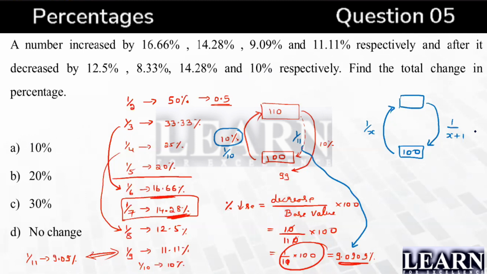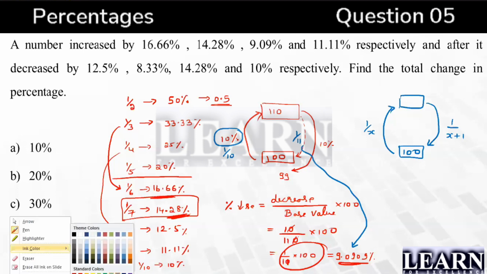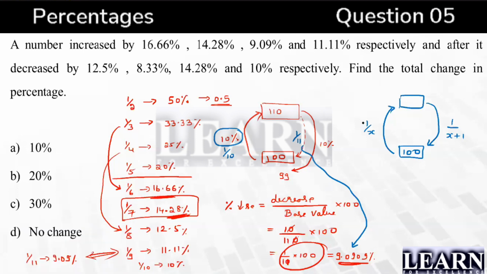Now, how are you going to take it? If there is any increase by 1 by x, you have to decrease by 1 by x plus 1. What if the number is n by x? What if it is not just in the form of 1 by x? What if the number is different? If the number is n by x, instead of 1, you just write it as n by x plus n. Got it?